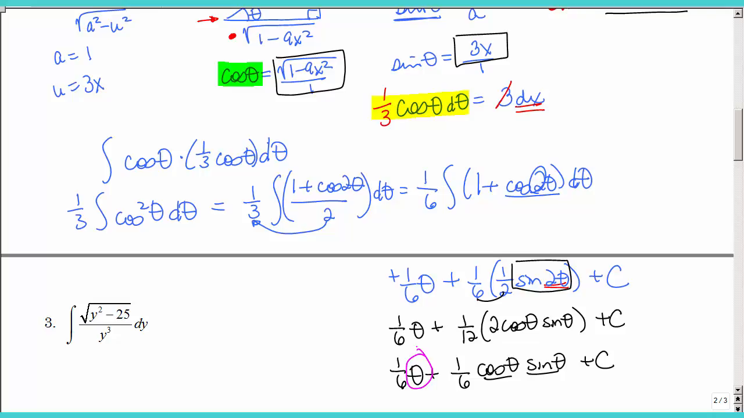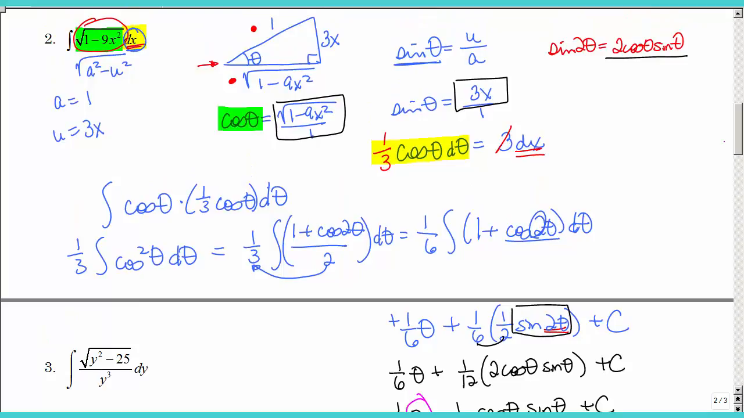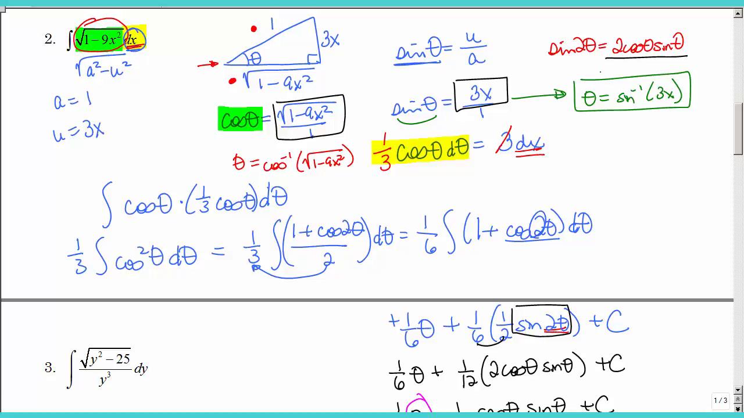Well, you can call it many, many things, right? So I can look up here and say, hey, I have cosine theta. How can I get theta by itself? Well, I could take the inverse cosine of both sides. So one option is I could say theta equals the inverse cosine of the square root of 1 minus 9x squared. And that would be okay. I could also go right here and say theta equals the inverse sine of 3x. I could choose lots of different trig functions in terms of theta. I think I'm going to choose this one just because it's a little bit prettier than that one.